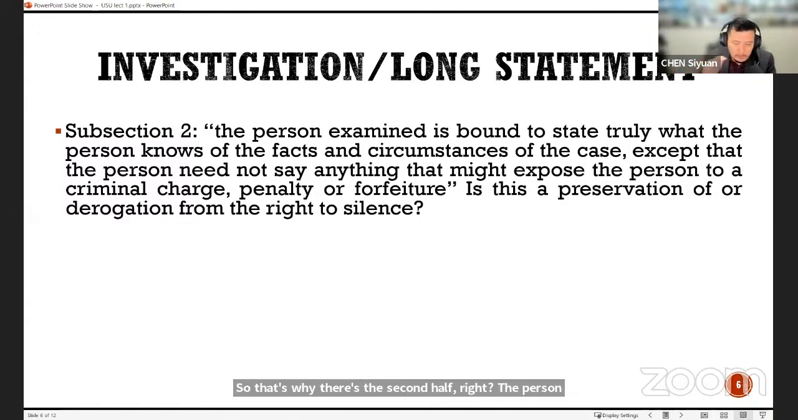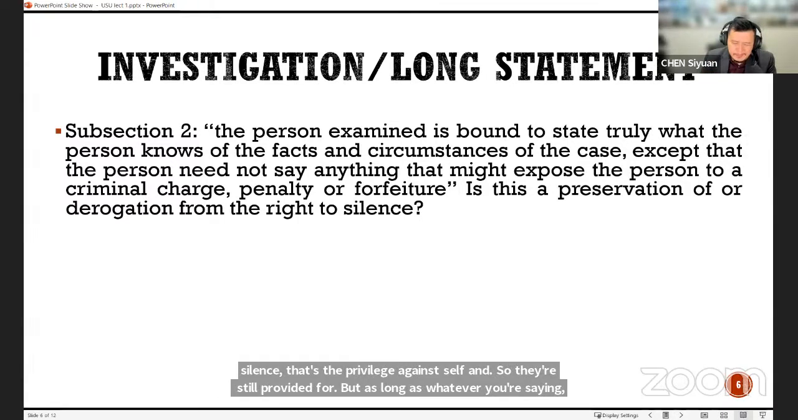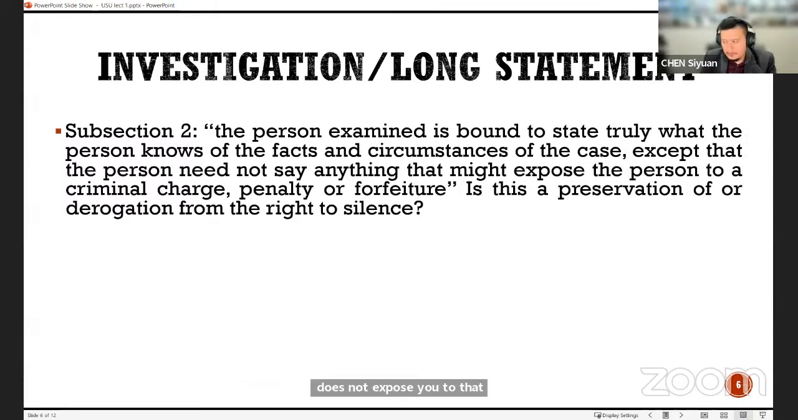That's the privilege against self-incrimination. So that's still provided for. But as long as whatever you're saying does not expose you to that, you must tell the truth. Because after all, telling the truth is a good thing for everybody. We want to know who truly committed the crime and who did not commit the crime.